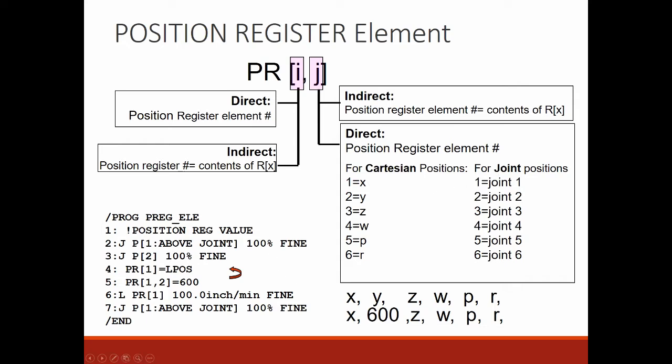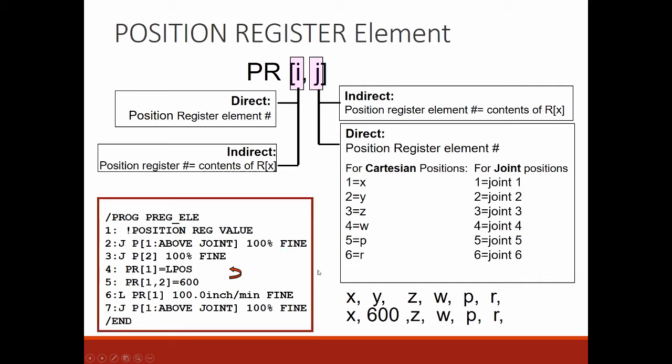So in the program shown below, in this example, we have a position register which is equal to the linear position of the robot at that time. We take an element 2, which would be the y coordinate of that position register, and we overwrite that with the value of 600. The next linear move moves to that position register, which is now going to have that new y value for its coordinate. So that y value is going to overwrite whatever value was there before and will continue to remain with that position register until another value is written into its place.